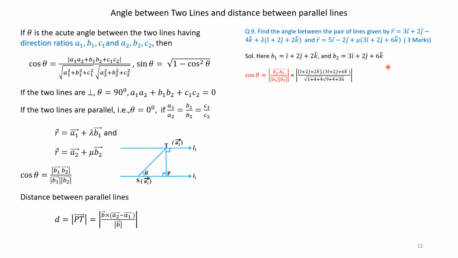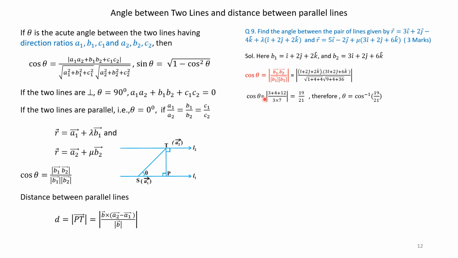Please work it out. Therefore, cos theta is given by B1 dot B2 divided by mod of B1 into mod of B2. That is equal to mod of (i plus 2j plus 2k) dot (3i plus 2j plus 6k) divided by the square root of 1 squared plus 2 squared plus 2 squared, that is 1 plus 4 plus 4, into mod of B2, which is 3 into 3, 9, plus 2 into 2, 4, plus 6 into 6, 36. That's written here in the denominator.